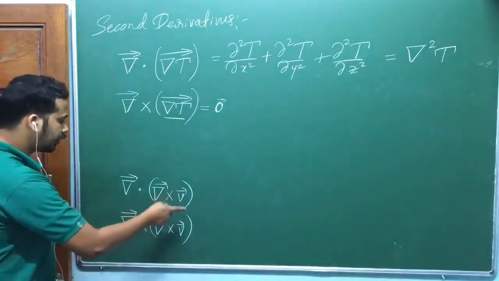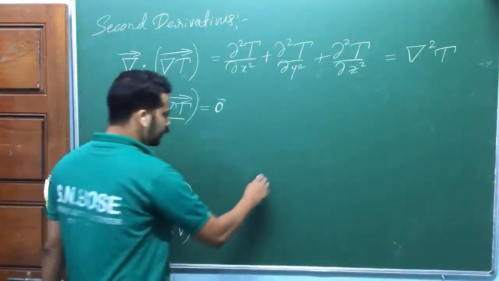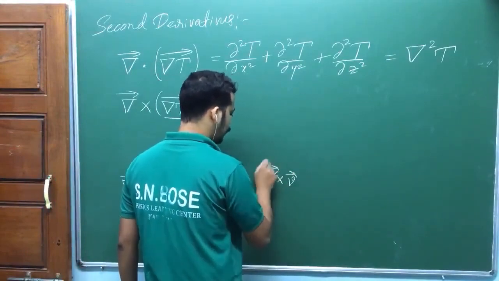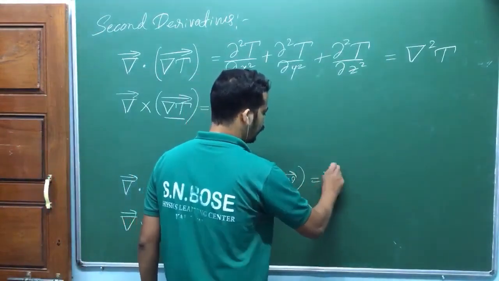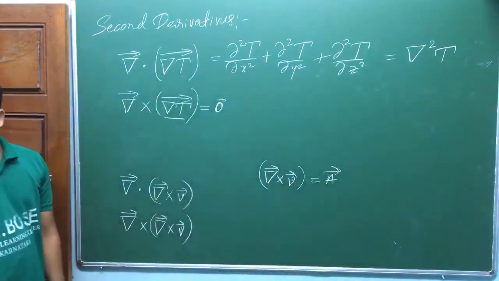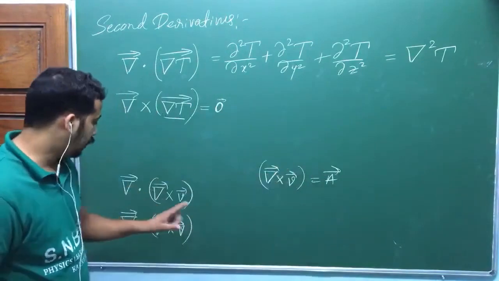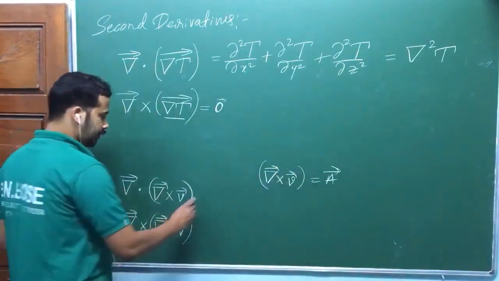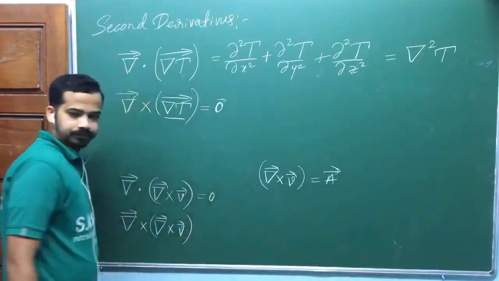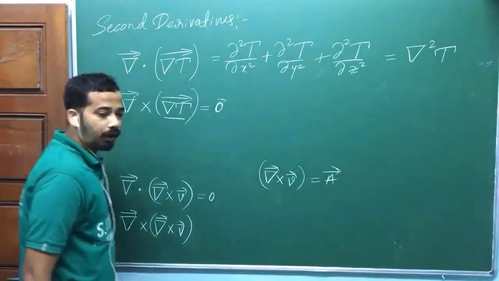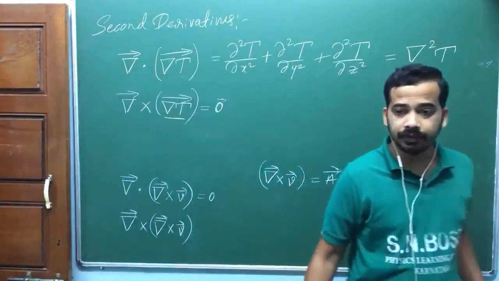Divergence of a curl of a vector field. Now look at here. The curl of a vector field is again another vector field. So can I call this one some vector field A? Now it is such a vector field that it will never diverge. It is 0. The divergence of the curl of a vector field is always 0.